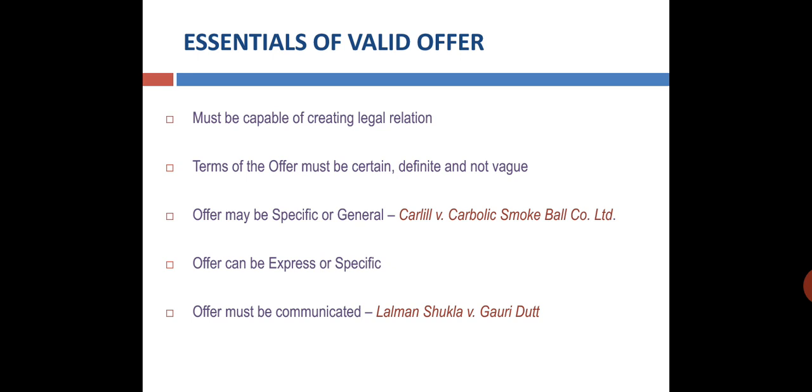The next essential condition for a valid offer is that the offer can be an express offer or it might be an implied offer. Now, the express offer means that the offer must be expressly stated to the other party, that means to the offeree. For example, when I tell my friend that I want to sell my bicycle for 1000 rupees, it is considered to be an express offer.